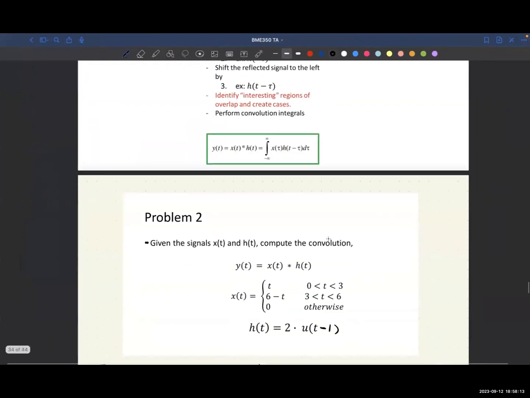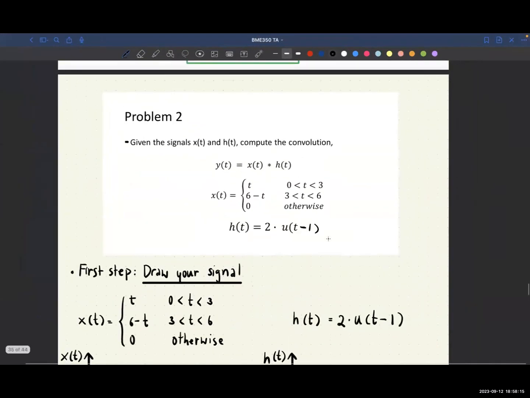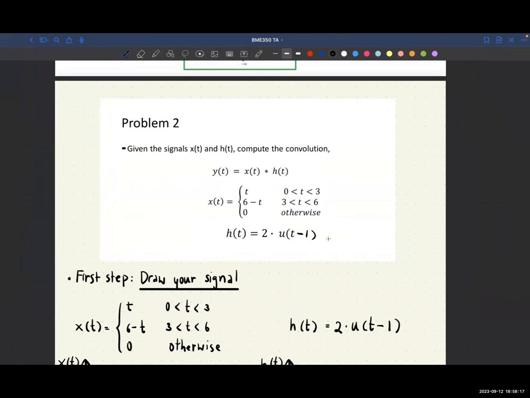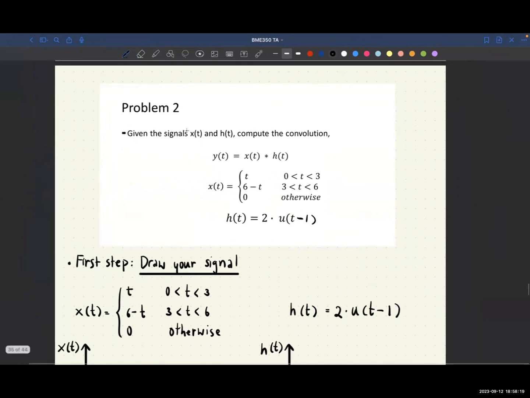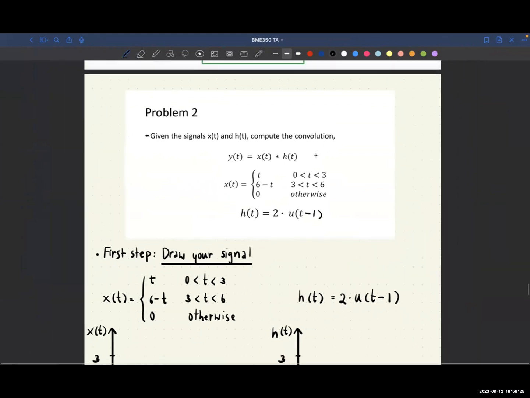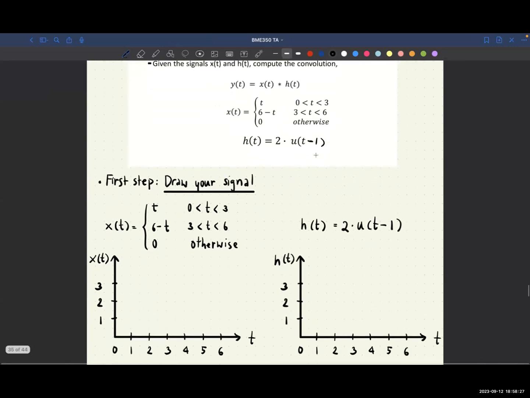Now let's see the example that we have on our recitation here. Okay, given the signal x(t) and h(t), let's compute the convolution of these two functions.